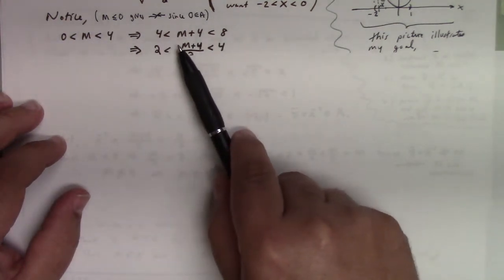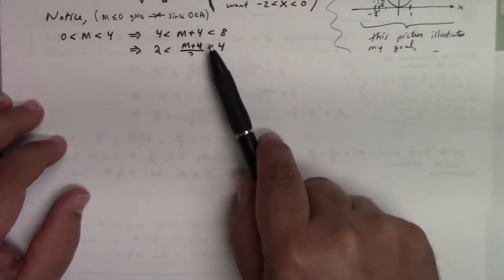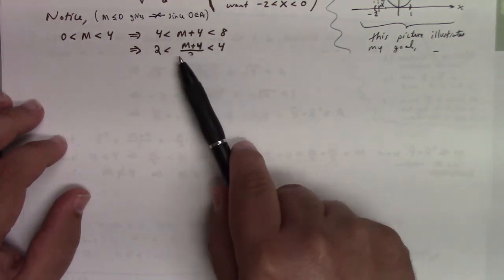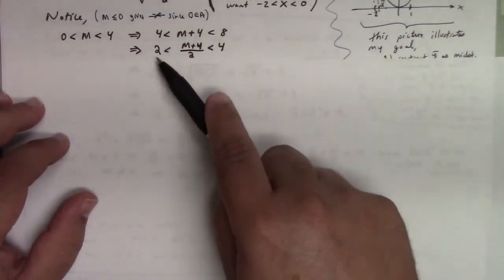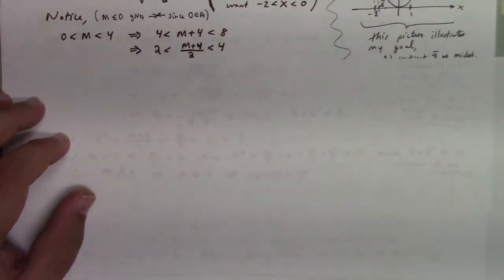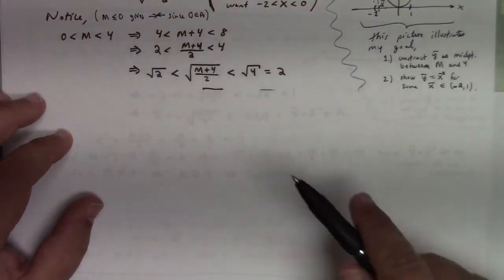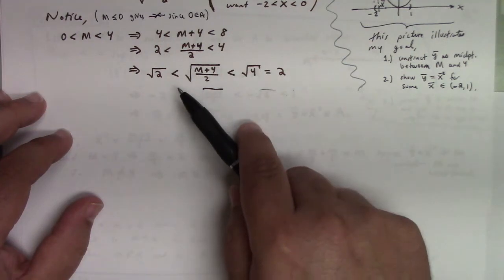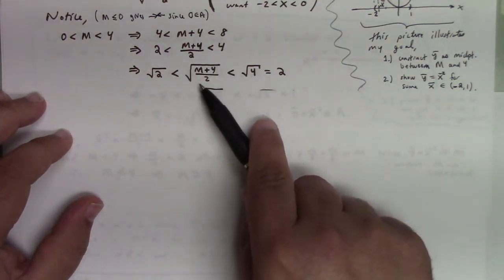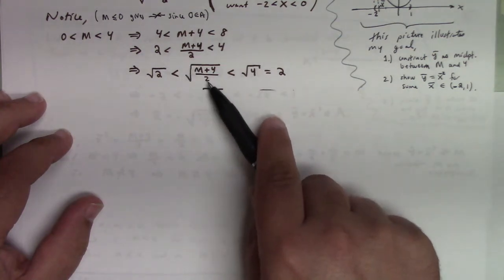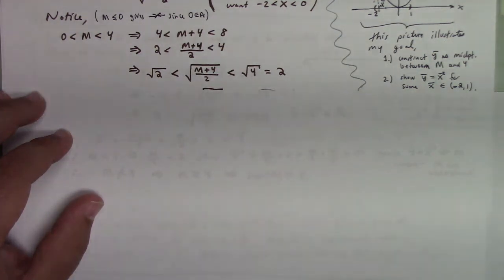And then I add 4 across this inequality, to get 4 less than m plus 4 less than 8. Then I divide by 2, which gives me 2 less than (m plus 4)/2 less than 4. And then I take the square root of these positive inequalities. So I get the square root of 2 less than, rather, the square root of 2 less than or equal to the square root of (m plus 4)/2 less than the square root of 4, which is 2.